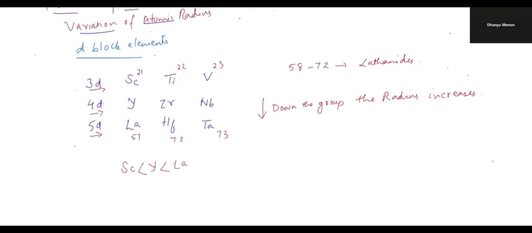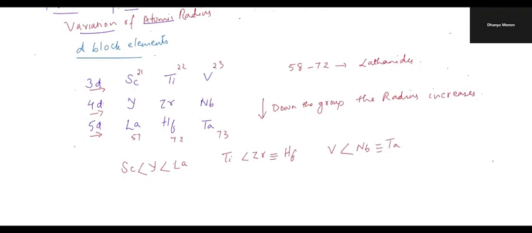But in the next two cases, it is seen that titanium is less than zirconium. That's fine. But zirconium is similar in size to hafnium. And similarly, in the next one, vanadium is lesser in size than niobium, which is similar to Ta, tantalum.